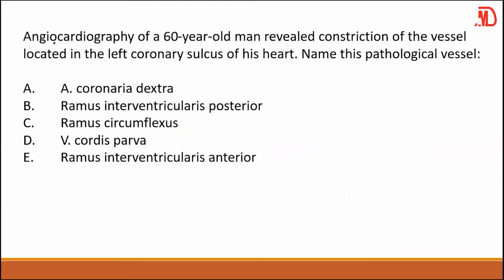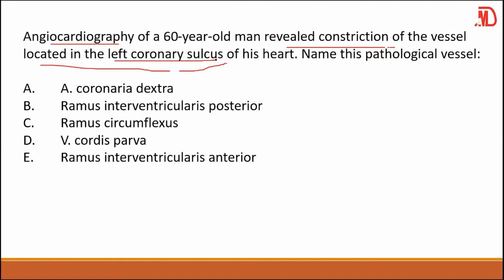We have an angiocardiography of a 60-year-old man that revealed a constriction of the vessel that is located in the left coronary sulcus of his heart. Name this pathological vessel. This one, you just need an anatomy book or an atlas to know exactly what they are talking about. Basically, they are analyzing the vessels on the heart, and they saw one vessel that was constricted, found on the left coronary sulcus. That is like a groove of his heart. What vessel is it?